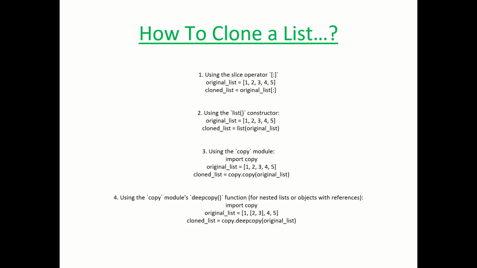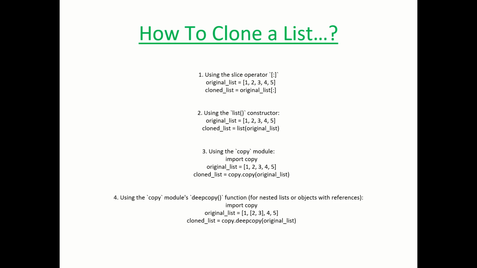How to clone a list? We can clone a list in four different ways. The first one is using the slicing operator. The second one is using the list constructor. The third one is the copy function in the copy module, and the fourth one is the deepcopy function in the copy module. Let's see the syntaxes for the above four ways.